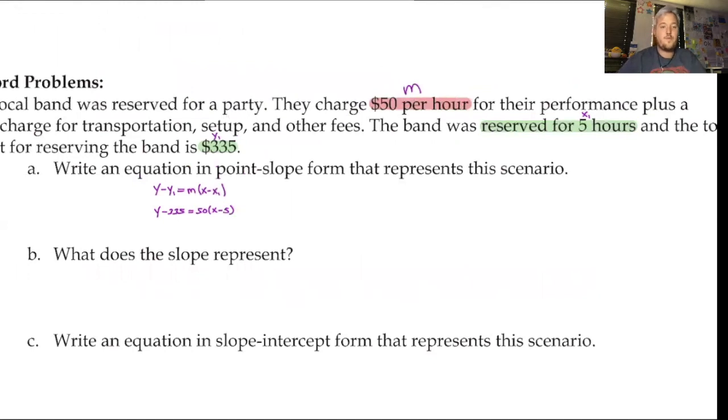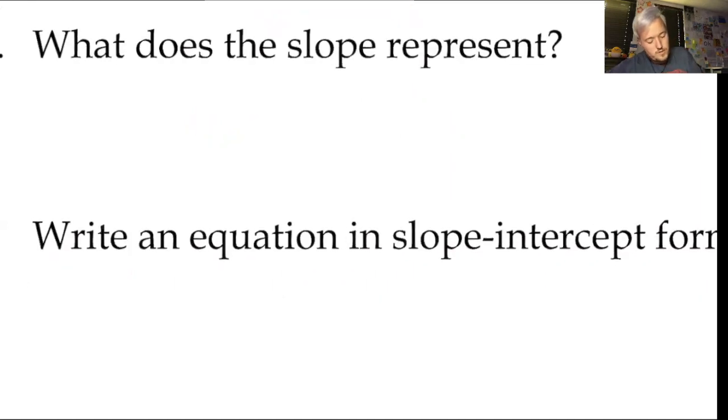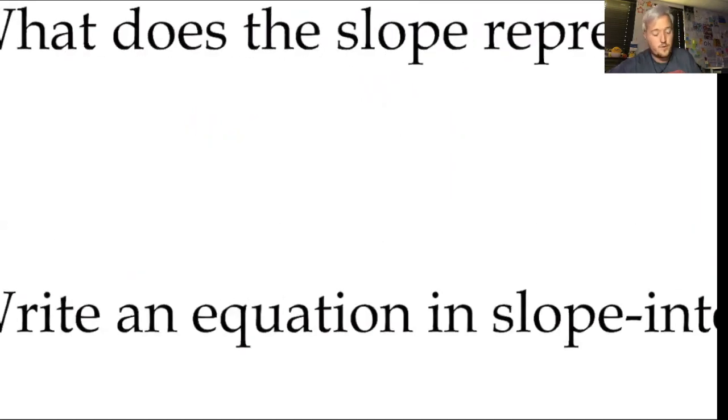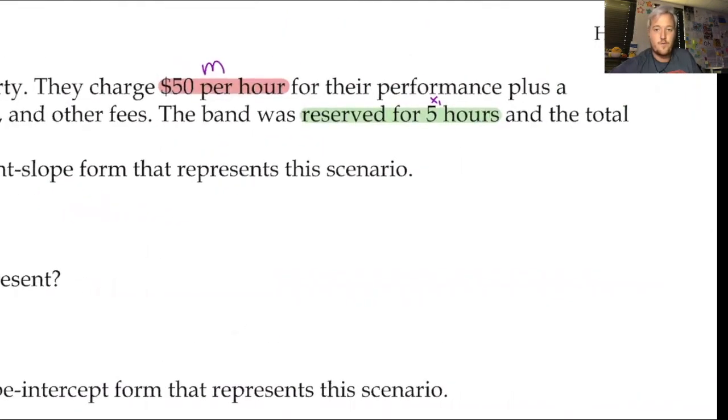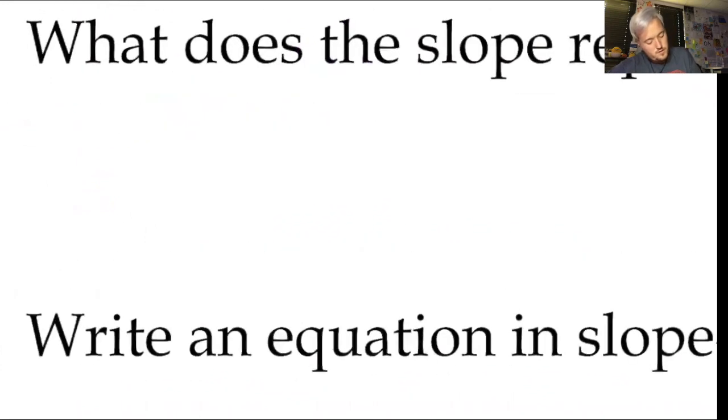All right, so now we want to find what the slope represents. The slope in this case is going to be the $50 per hour. So the charge per hour for the performance.